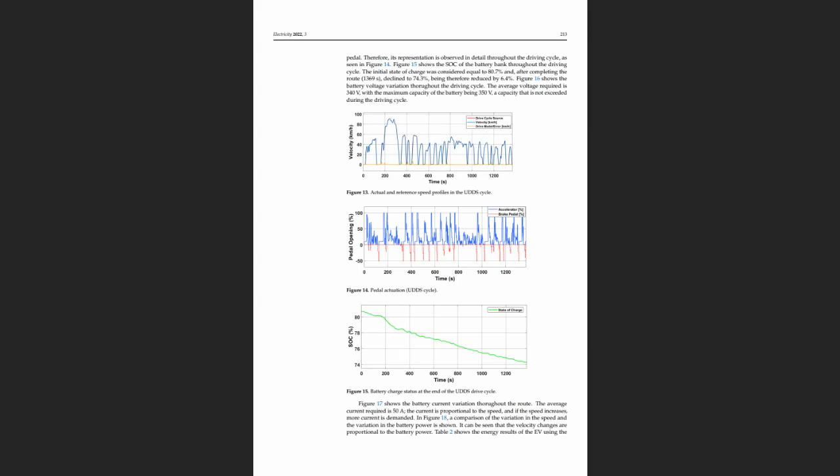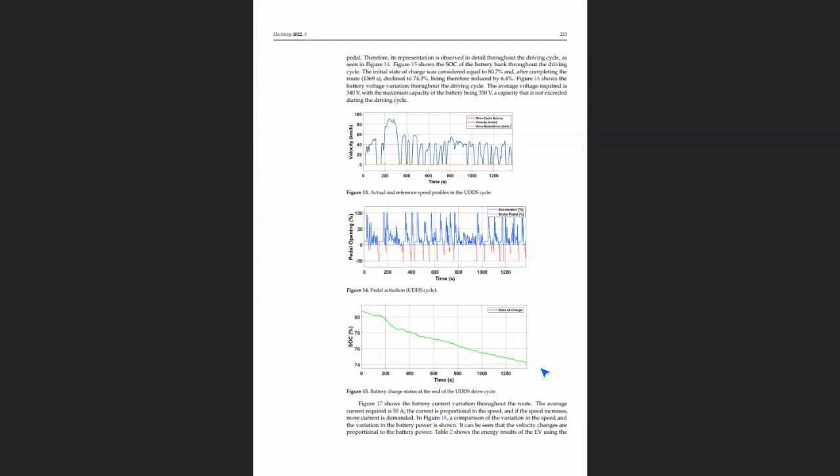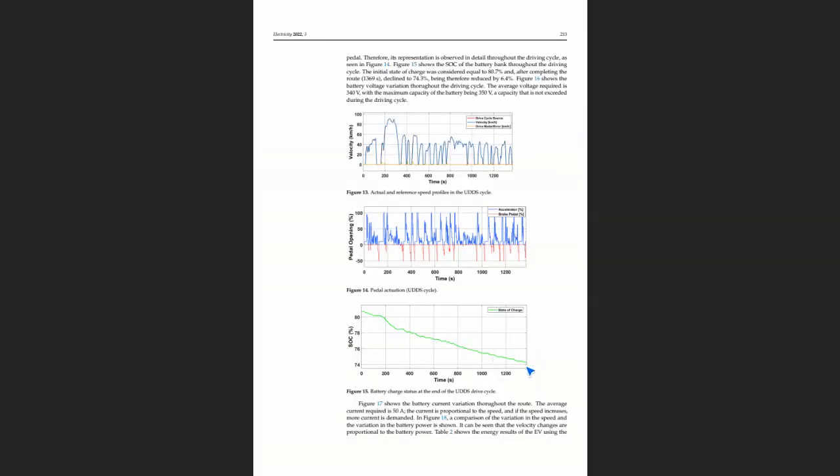Yes, this is the result. In your midterm project, we are waiting for a result like this: state of charge variation. At the end of your driving cycle, you will complete a trip using your simulated vehicle. This is energy consumption, state of charge. At the starting moment, the battery is at 81%. At the end of the cycle, it goes to 75%. I'm waiting for something like this from you.